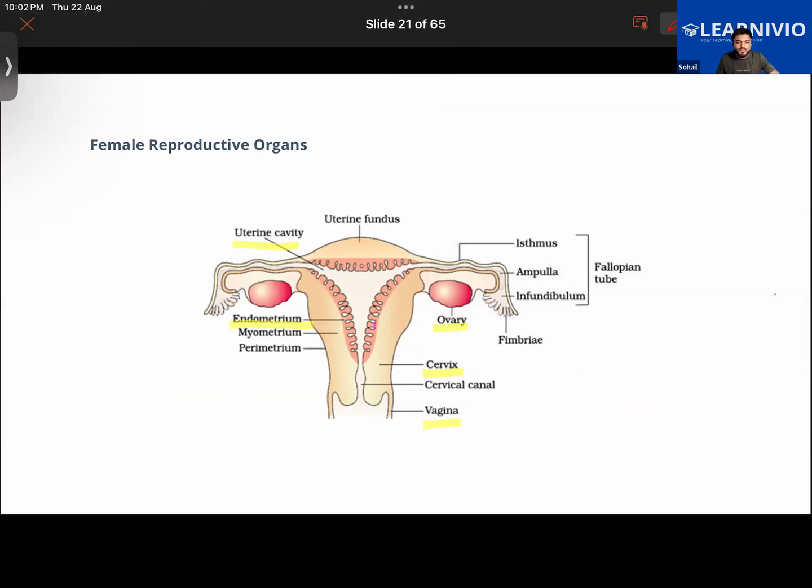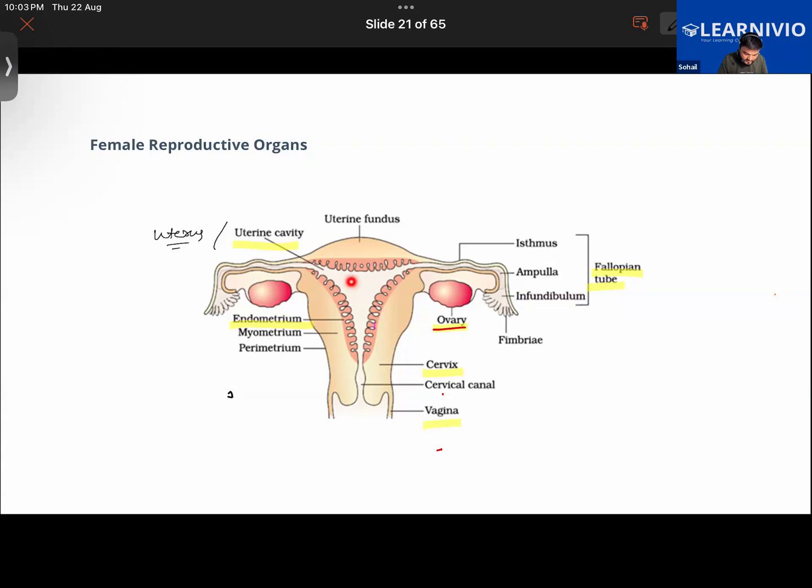Talking about the female reproductive system, it has parts present below the lower belly and between the pelvis. Looking at the reproductive system of the female body, it has the following parts: the vagina, the cervix, the ovary, the fallopian tube, this one also a fallopian tube. Then you have the uterus, also called the uterine cavity. Basically this is the uterus.